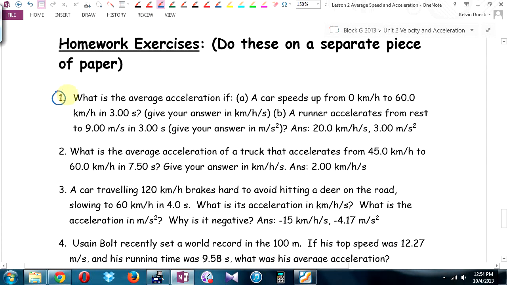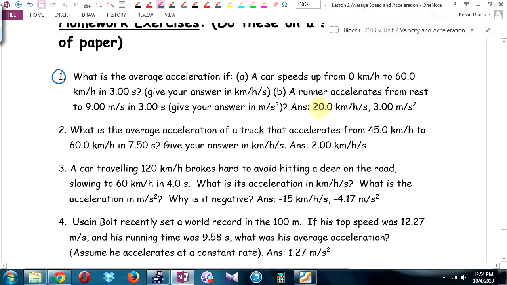Number 1. Problem. I gave the answer in kilometers per hour per second. Give me 1 second here. Where's my calculator? Oh, I got to use this cheap, ugly one. Where's my silver? There's my silver calculator.